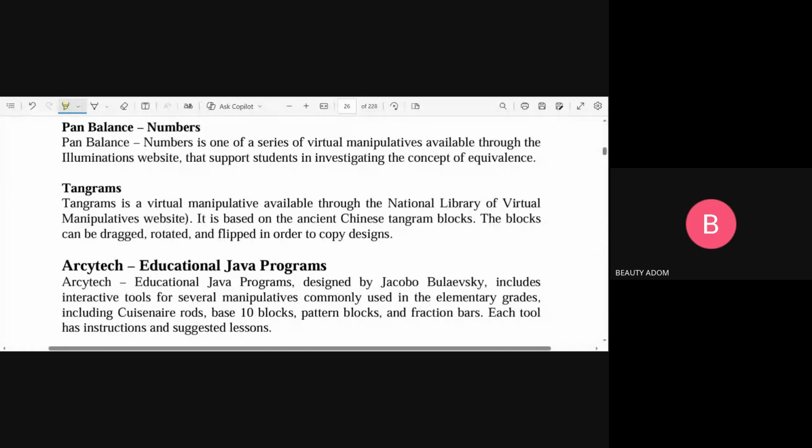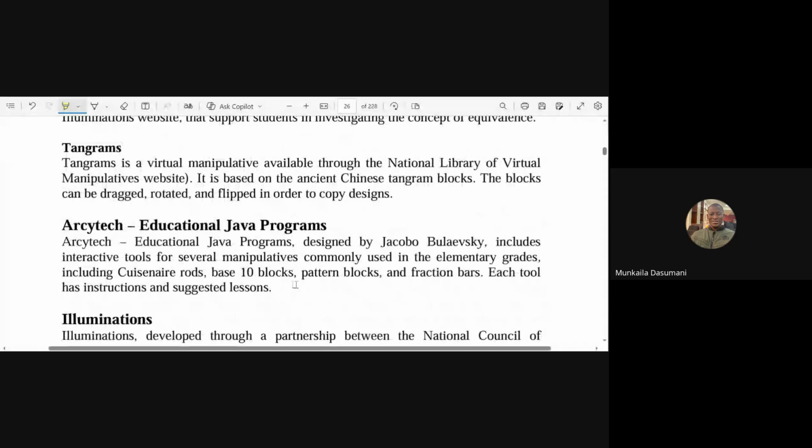Tangrams is a virtual manipulative available through the National Library of Virtual Manipulatives website. It is based on the ancient Chinese tangram blocks. The blocks can be dragged, rotated, and flipped in order to copy designs. Oh, okay. You just read, but that's okay. I think the rest I will allow you to do yourself. They are self-explanatory. Just read, and then educational Java programs you can just read.